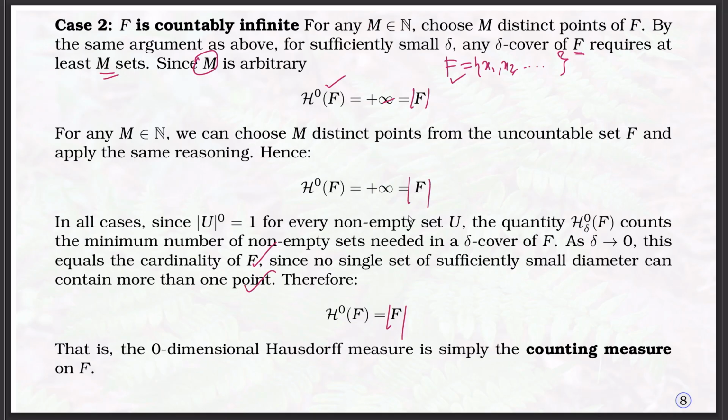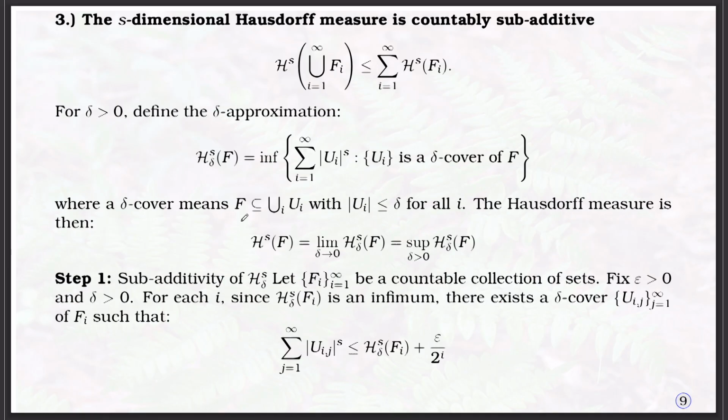This is the cardinality, that means the order of F we mentioned in the previous lecture. So the 0-dimensional Hausdorff measure is simply counting measure on F, the number of elements. So if we want to find the Hausdorff dimension of any finite set or countable set, that is equal to 0 as per the above results.